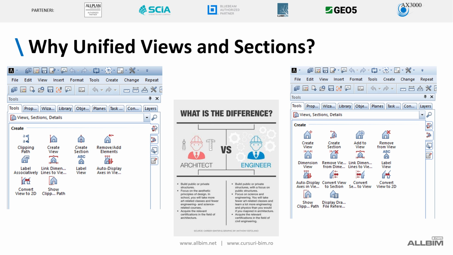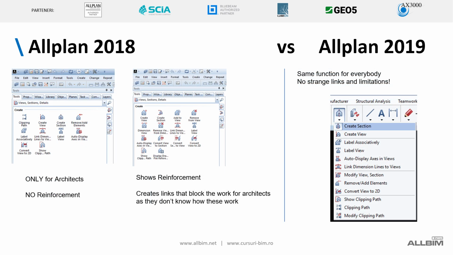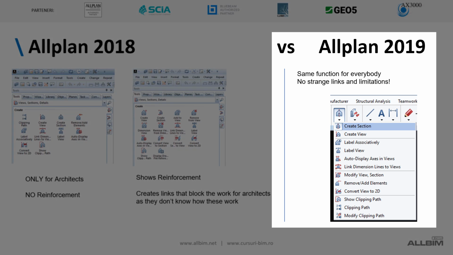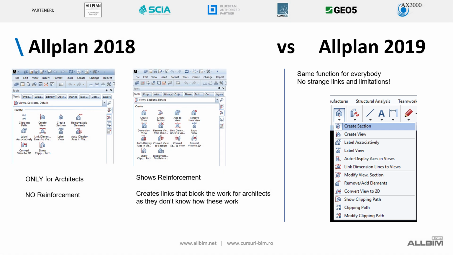In Allplan 2018, the so-called architectural views and section would not show reinforcement. At the same time, the reinforcement views and sections were a nightmare for architects, as they always created links that generated a lot of problems, as architects did not know how to work with associative views and sections. Allplan 2019 simplified this by providing a single set of tools for both specialities. Architects don't need to learn anything new to work with them. Engineers, however, have to quit using the old reinforcement drawing system, which might not make them happy.